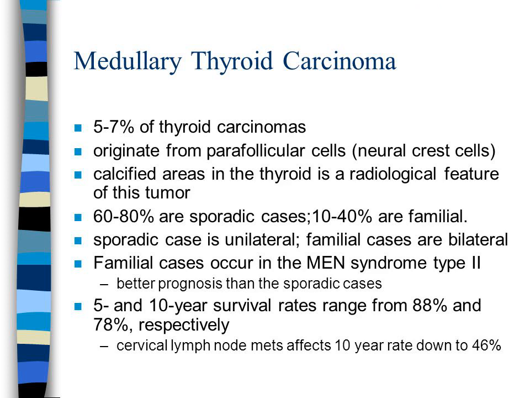60 to 80% are sporadic cases, 10 to 40% are familial. Sporadic cases are unilateral, familial cases are bilateral. Familial cases occur in MEN syndrome type 2. Better prognosis than the sporadic cases. 5 and 10-year survival rates are 88% and 78%, respectively. Cervical lymph node mets bring the 10-year rate down to 46%.